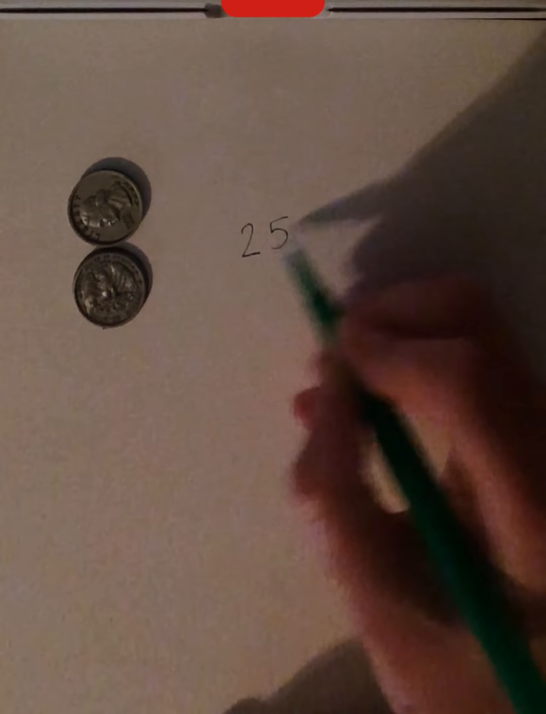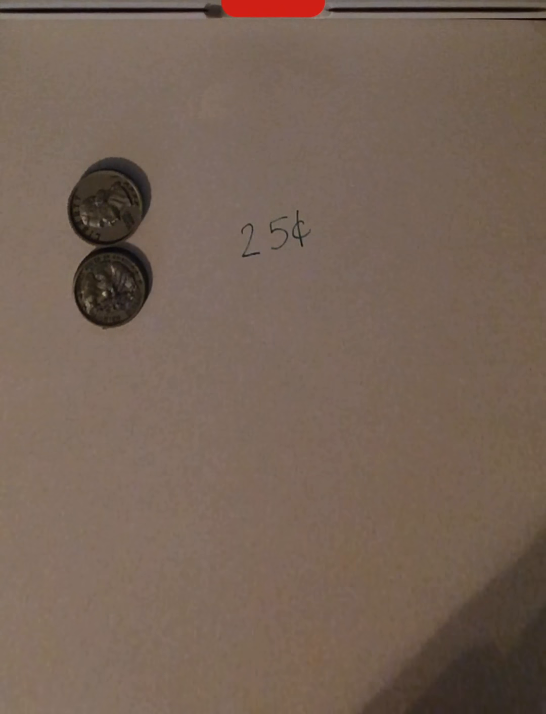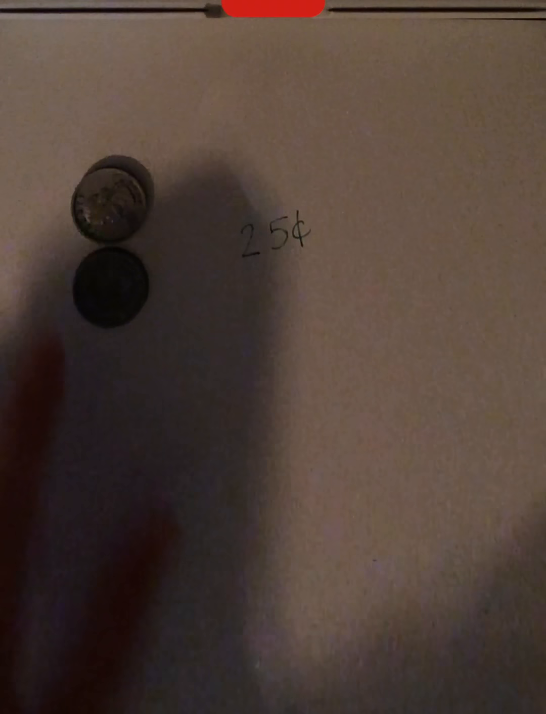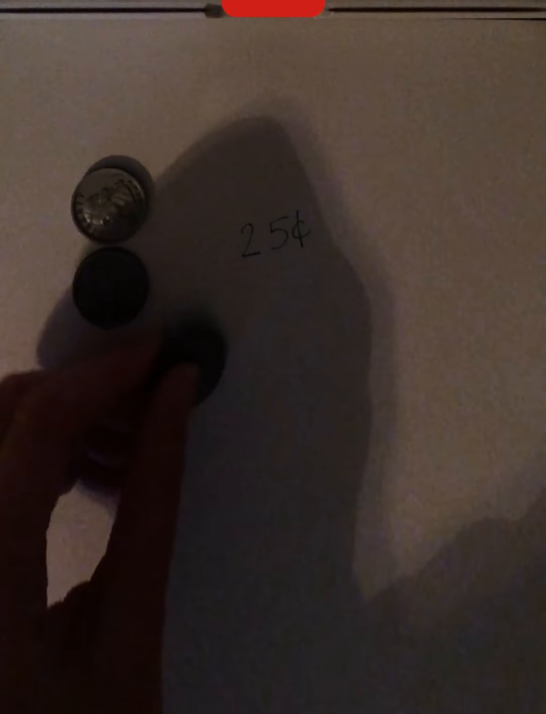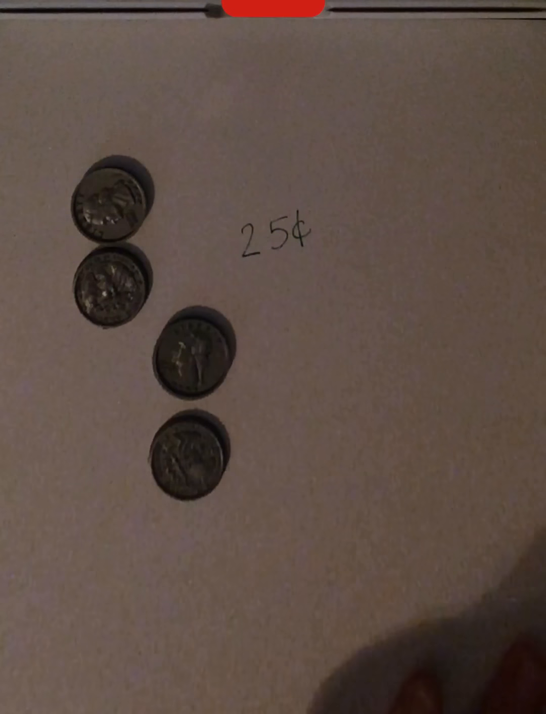Another coin we use frequently is called a quarter. The quarter looks like this. Do you know how much a quarter is worth? If you said 25 cents, you are correct. So when we count by quarters, we count by 25s. 25, 50, 75, 100, or $1.